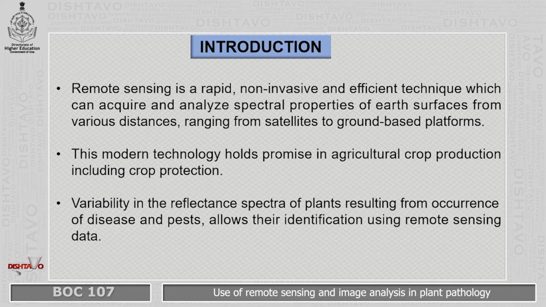Introduction. Now, remote sensing is a rapid, non-invasive and efficient technique which can acquire and analyze spectral properties of Earth's surfaces from various distances ranging from satellite to ground-based platform. Now, this modern technology holds promise in agricultural crop production, including crop protection. Variability in the reflectance spectra of plants resulting from occurrence of disease and pest allow the identification using remote sensing data.